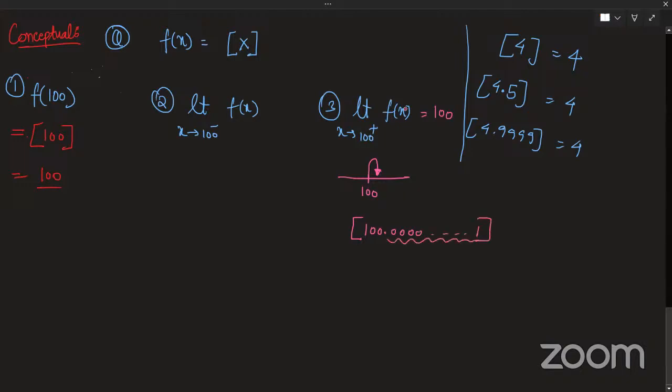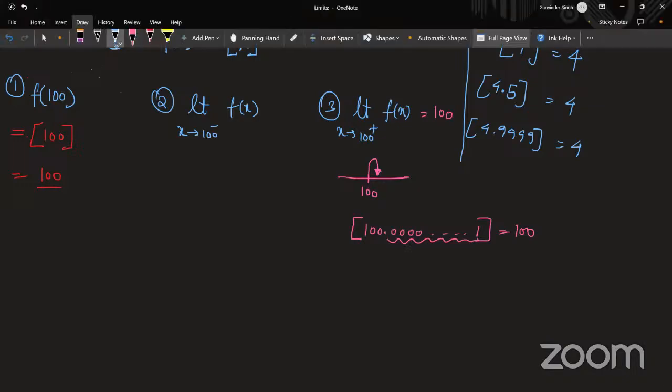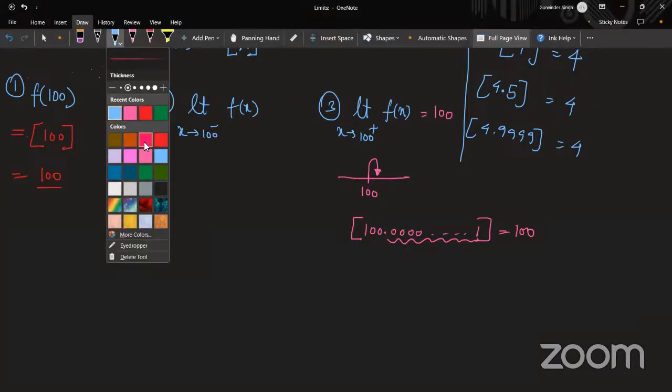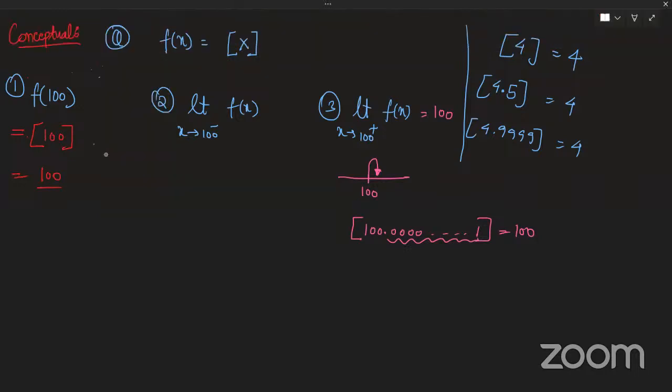100 point something I am taking. So this value will definitely be equal to 100. Now let us look at what will happen on the left side. What will happen on the left side? Can anyone tell me? It will go left side, sir. Okay, it will move to the left side.